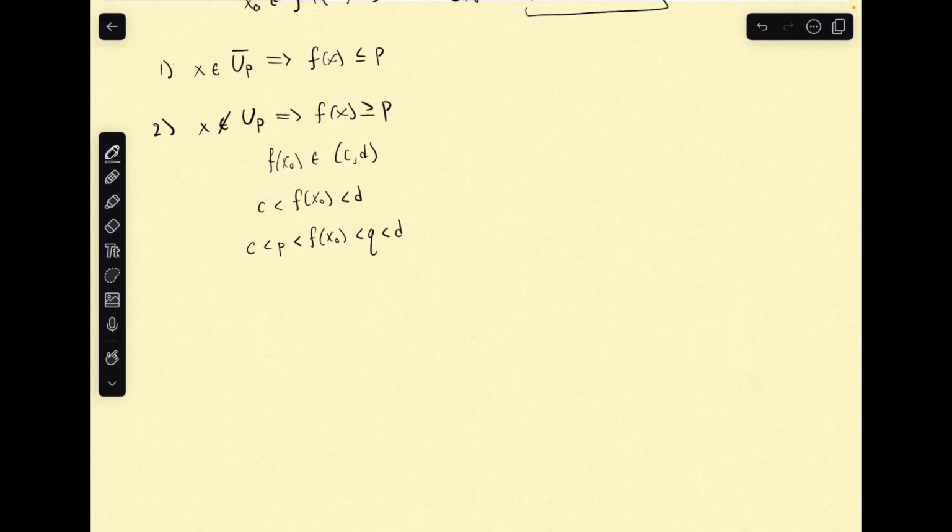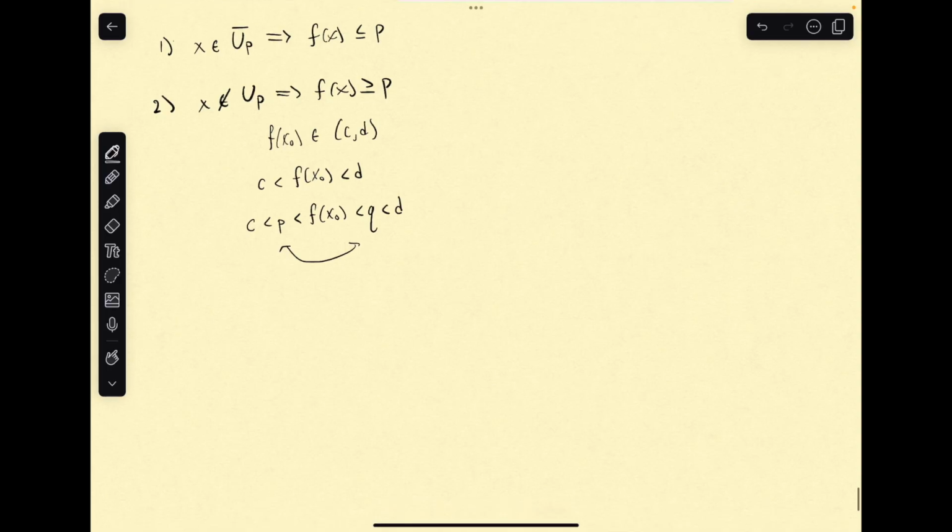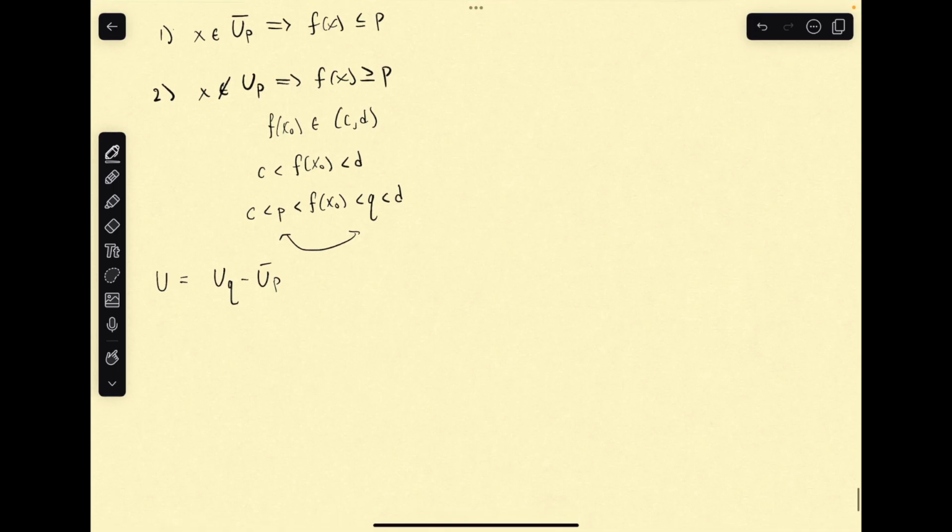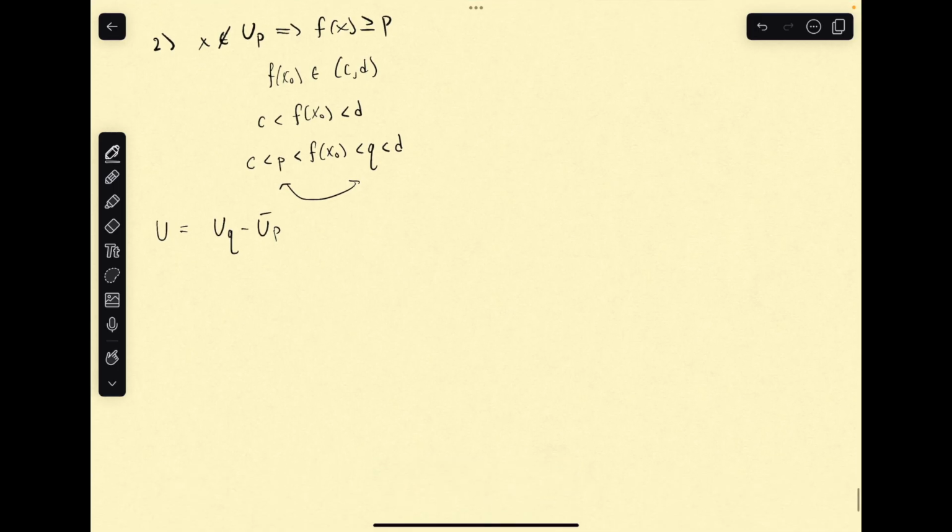And now we can use these two rationals to construct our open neighborhood because we defined our open sets for all the rationals in between 0 and 1. So the open set we want, that's a neighborhood of x naught, is going to be uq minus the closure of up. Now, let's note that this actually is an open set because we have an open set here minus a closed set. So really this is just the intersection of two open sets.